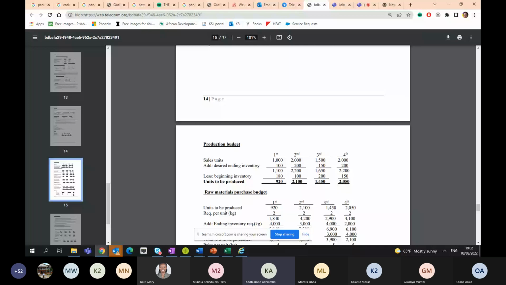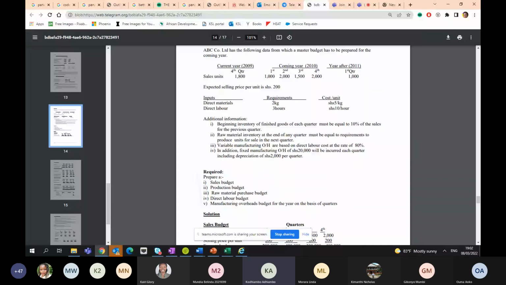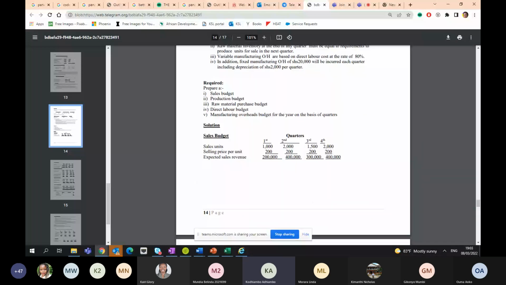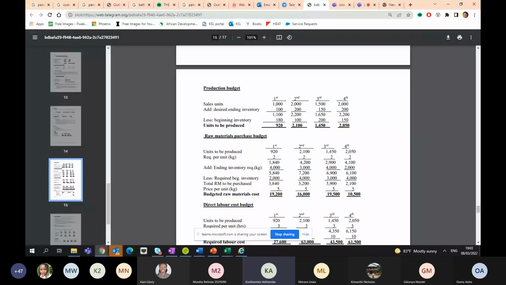Then remember, we also have the beginning unit, which you are told is 10% of the previous quarter, and 10% of Q4 is 180. So that is why it's the beginning. It's the same concept, only that unlike the other question, you're not given numbers on the face of it. So you need to add 1,000 plus 100 minus 180. Then you get that number. I hope that makes sense.